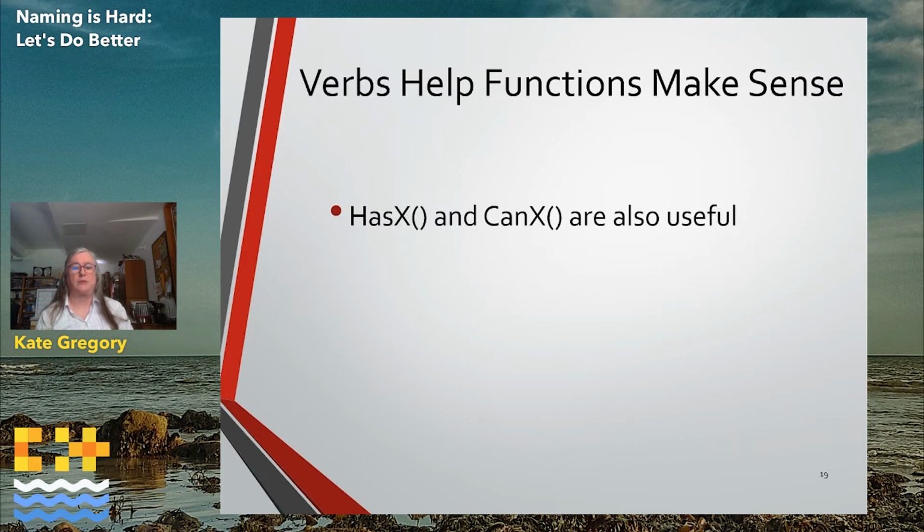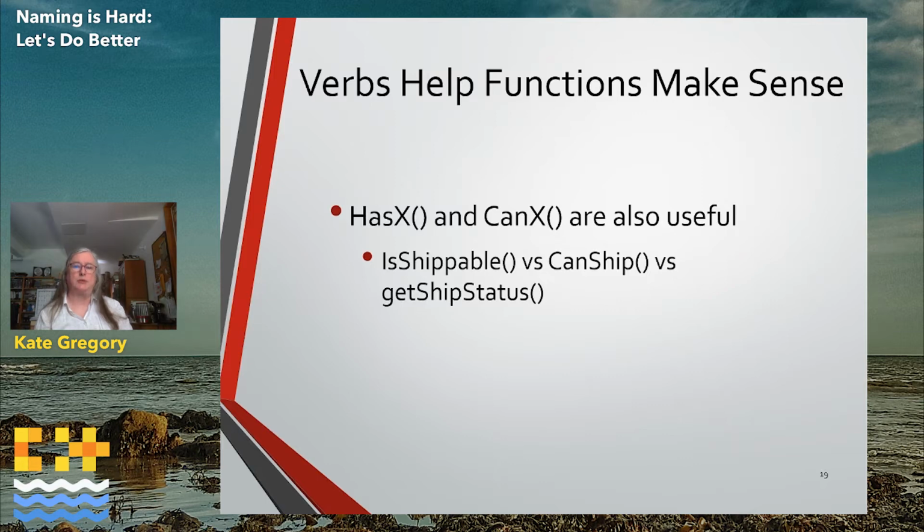Other helpful helper verbs, has and can. So think about is shippable, that's an adjective, versus can ship, which is a verb. And it's a nice sentence. If blah.can ship, brace, blah.ship. Maybe some else about what you're going to do if it can't ship for whatever reason. Right? Whereas get ship status, I don't think that returns a bool, unlike is shippable and can ship. I think that returns me some sort of enum, and then I have to do different things depending on the enum, or if get ship status is equal to ready to ship or something like that.